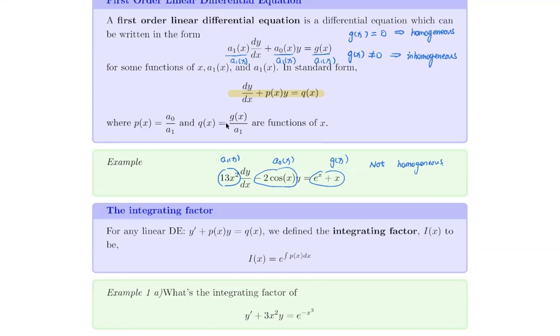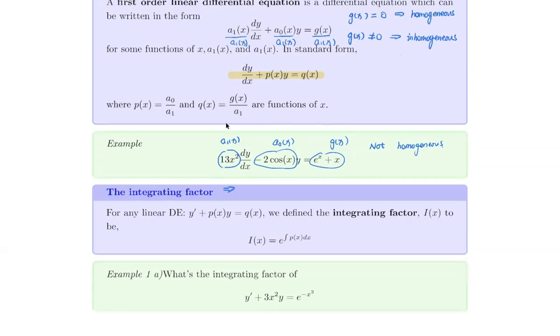So we want standard form, so let's write it down. That's going to be dy over dx minus 2 cosine of x over 13x squared, y, equals e to the x plus x over 13x squared. Okay, so this is your standard form.